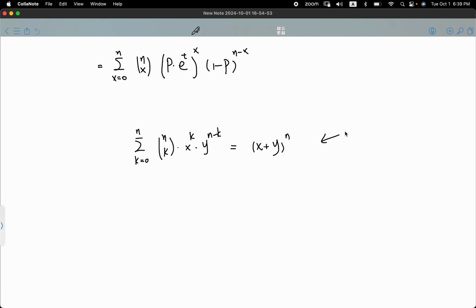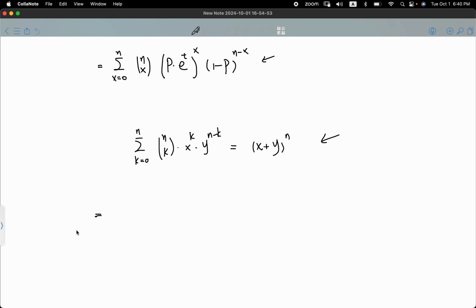So this is another result that we're going to use to simplify our expression here. I think this is called the binomial theorem. Look up the name, please. Don't take my word for it. But this is the equation that holds, and we are going to use this expression to simplify that.